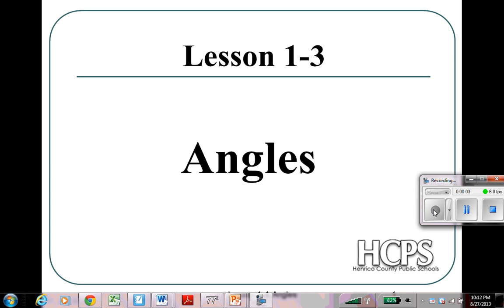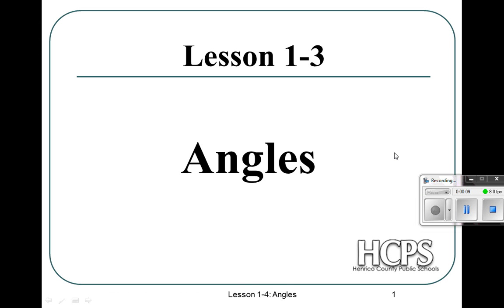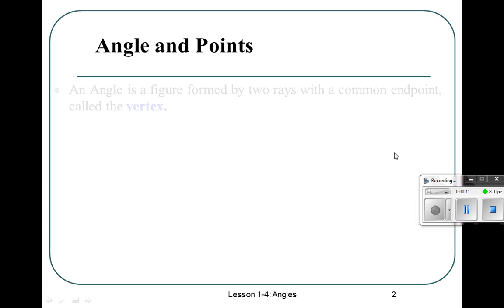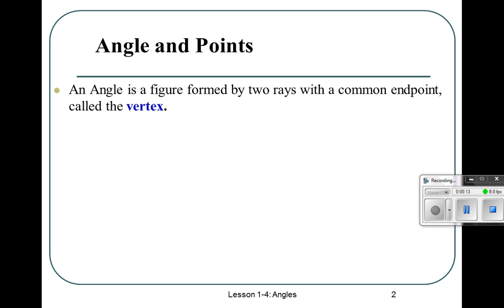Okay, now that we've done lines, we're going to look at angles. And angles are made from two rays. An angle is a figure formed by two rays with a common endpoint, called a vertex. A ray is a line that goes in only one direction.